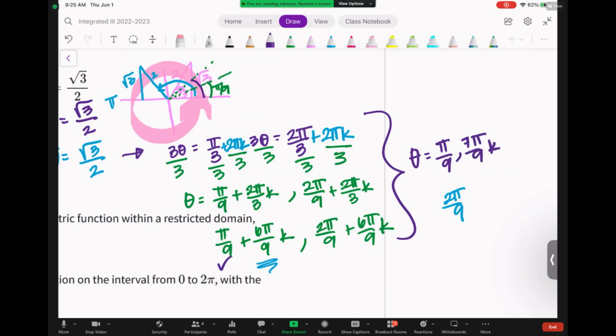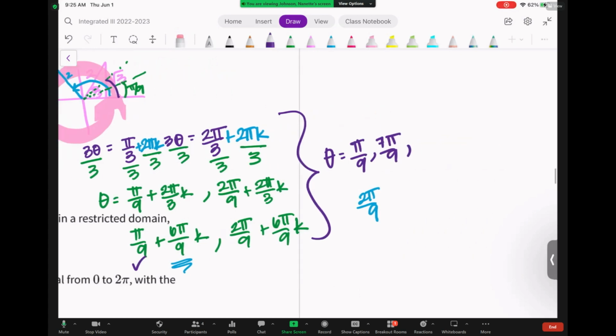Not k, sorry. Okay, and then I'm going to add another 6 pi over 9 to that 7 pi over 9 to see if it's still within that first circle. So another 6 would be 13 pi over 9. And you're like, is that still the first circle, Miss Johnson? Yeah, because if I had 2 pizzas and I cut them up into 9 slices, how many slices would that be? 18. So as long as my numerator is under 18, I'm going to go for it.